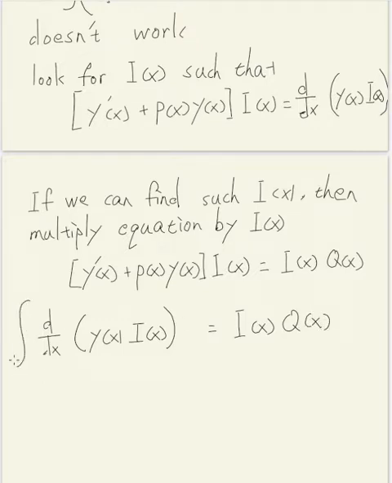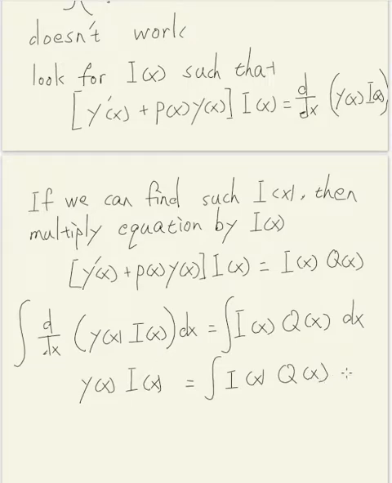Right? So if we integrate both sides with respect to x, what do we get? We just get y of x times I of x equals the integral of I of x times q of x dx. Now, since we know what I is, then we get our solution. y of x equals 1 over the integrating factor I of x times the integral I of x q of x dx.